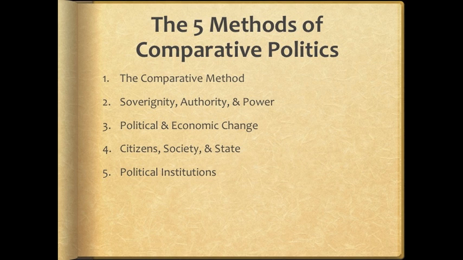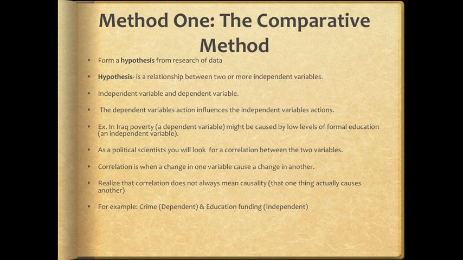So here in slide 9 you should see something that looks pretty similar to what you guys have seen in your science classes. This is something that you know is a scientific method where you form a hypothesis and you test it. So a hypothesis is a relationship between 2 or more variables. So for example, in Iraq, would poverty, which is an independent variable, cause low levels of formal education, which is a dependent variable? I'm sure all of you guys will have your opinions about this, but we need to look at research. We need to look at data, look at facts.